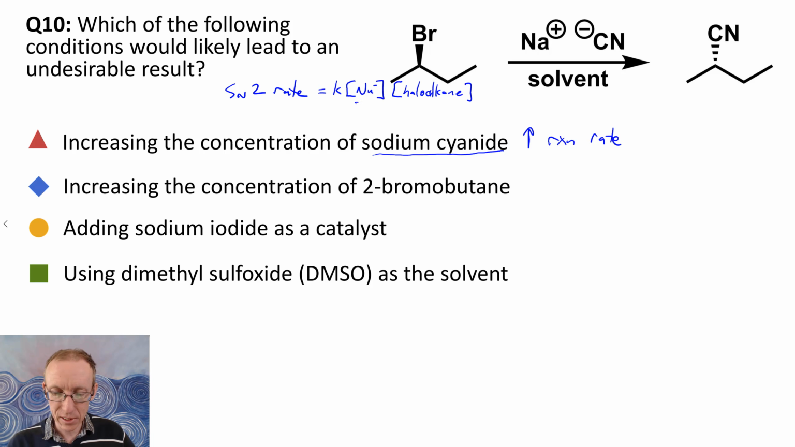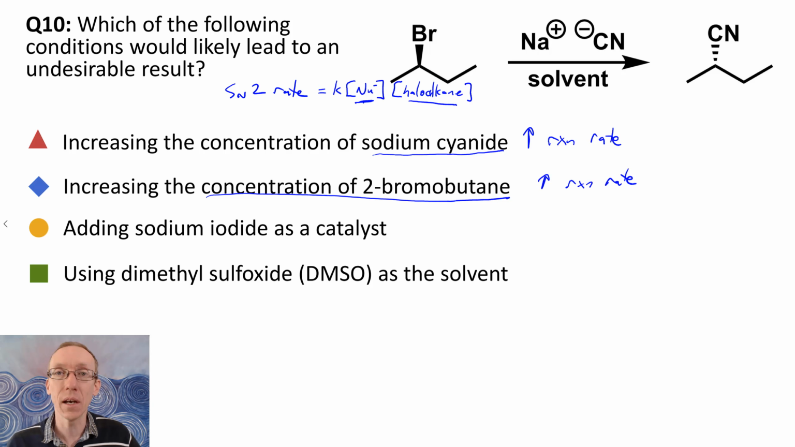So if we increase the concentration of sodium cyanide, then the reaction rate will increase. I don't think many chemists would think it's a bad thing if a reaction rate increased, normally. Similarly, if we increase the concentration of the haloalkane, we're going to get an increase in reaction rate, and ordinarily we would think that that would be a good thing as well, or at least not a bad thing. Let's skip over the yellow circle for a moment and look at using dimethyl sulfoxide as the solvent.